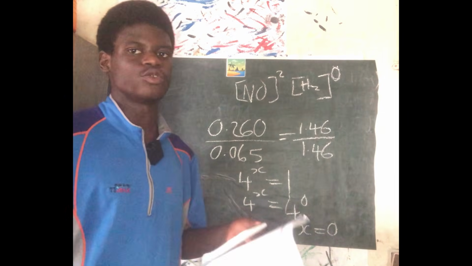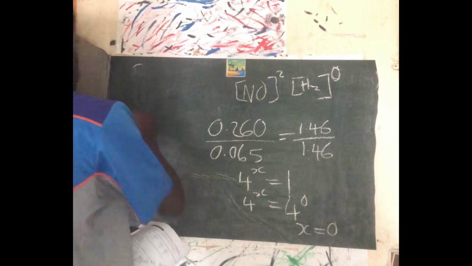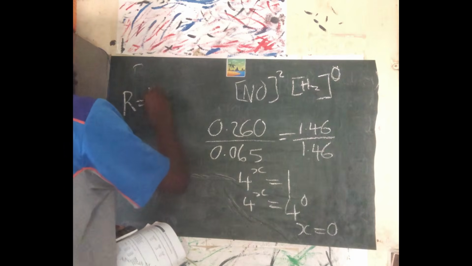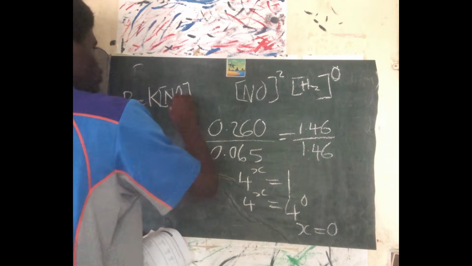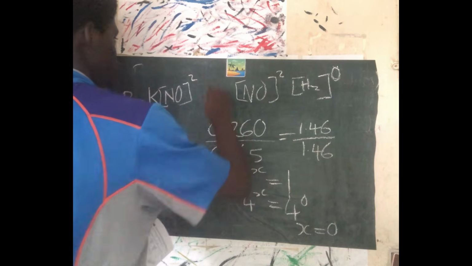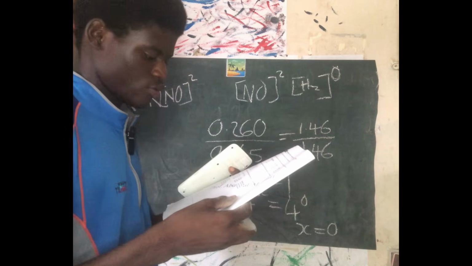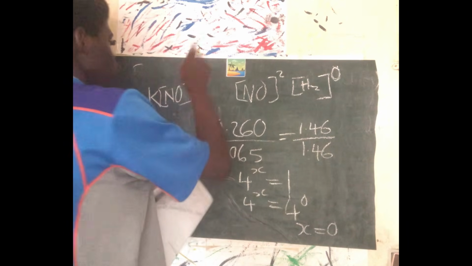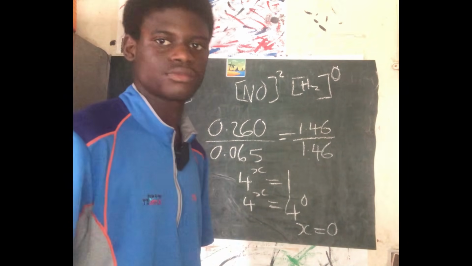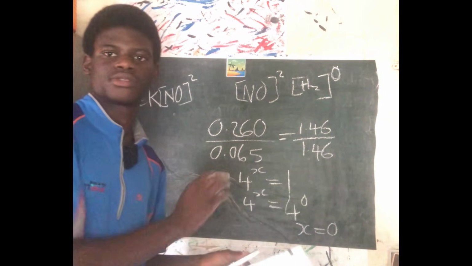Anything raised to power 0 is 1. So our rate law now is R is equal to K[NO] squared times [H2] raised to power 0, which is 1. And that's option B: rate is equal to K[NO] squared. That's option B. I hope you understand the process.